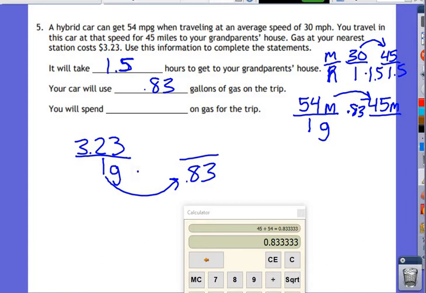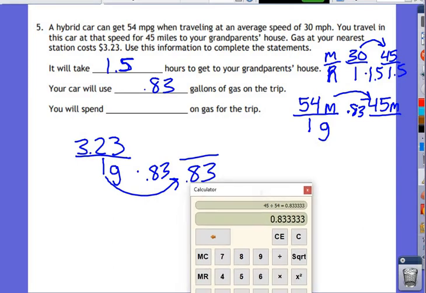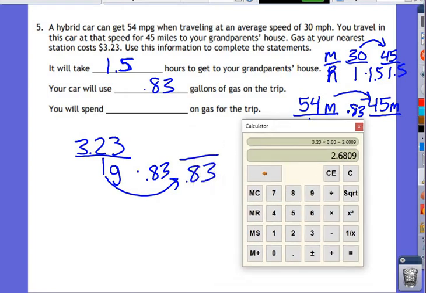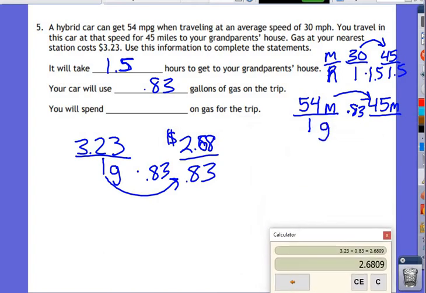I have to multiply times 0.83. That's going to be my scale factor. So what am I multiplying my amount by? 0.83. Is it going to be as much money since I didn't use a whole gallon? No. So when I do 3.23 times 0.83, how much money is that? What could I round that to in dollars? $2.68. That's messy. So this is $2, and I messed it up again.